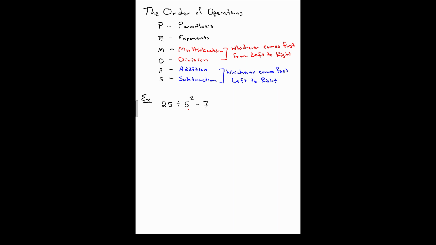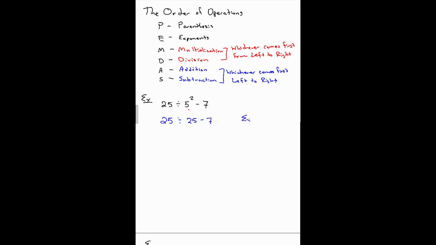Well, guess what? We have exponents. We've got this 5 squared. So 5 squared, or 5 times 5, would be 25. So that would be 25 divided by 25 minus 7. So we took care of exponents.